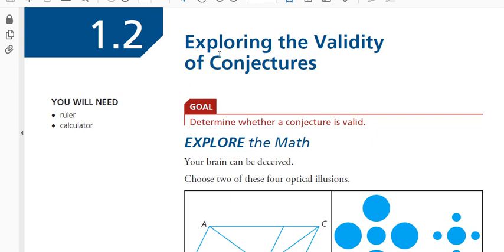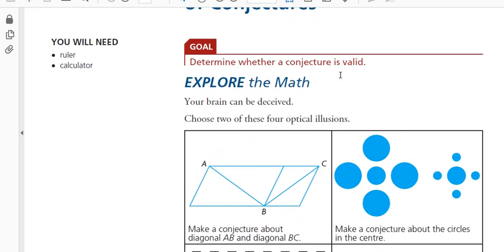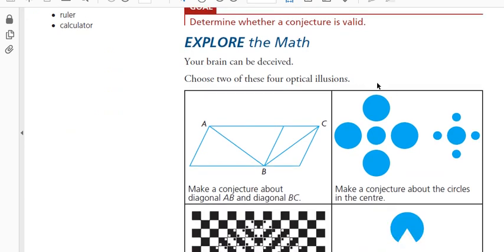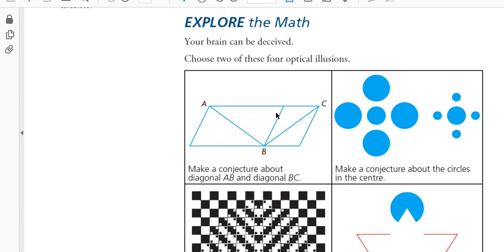So 1.2 is exploring the validity of conjectures. And here in the textbook, you'll see that your brain can be deceived. So you've all seen optical illusions or these kind of puzzles where you look at something and you think one thing, but then upon further exploration or verification, you find that, hey, it's not exactly what I thought. So for example, let's take a look at this first optical illusion here. Now, it says make a conjecture about the diagonal AB and the diagonal BC. So here is AB right here, and here is BC right here.